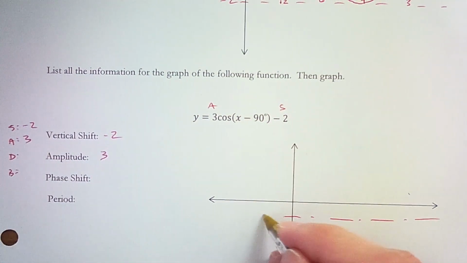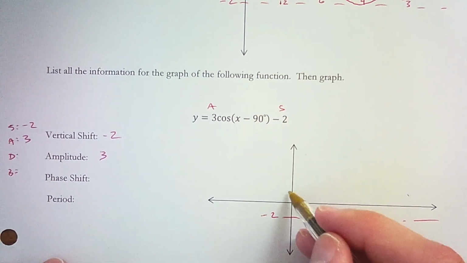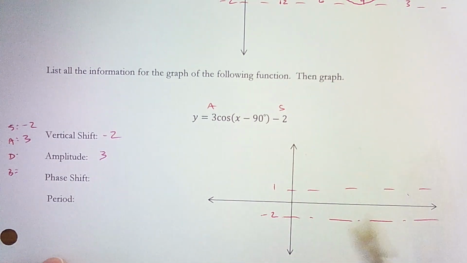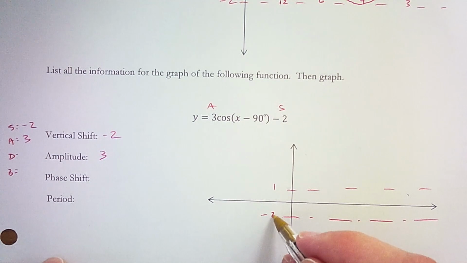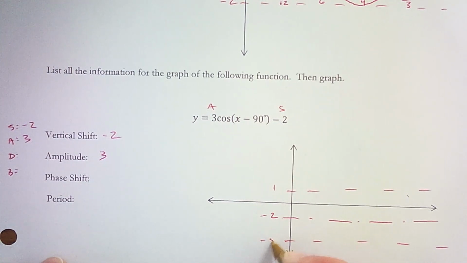The amplitude is 3, so from -2 we're going to add 3, and that's going to take us up to a maximum of 1. The minimum then is going to be found by -2 minus 3, and that is -5.